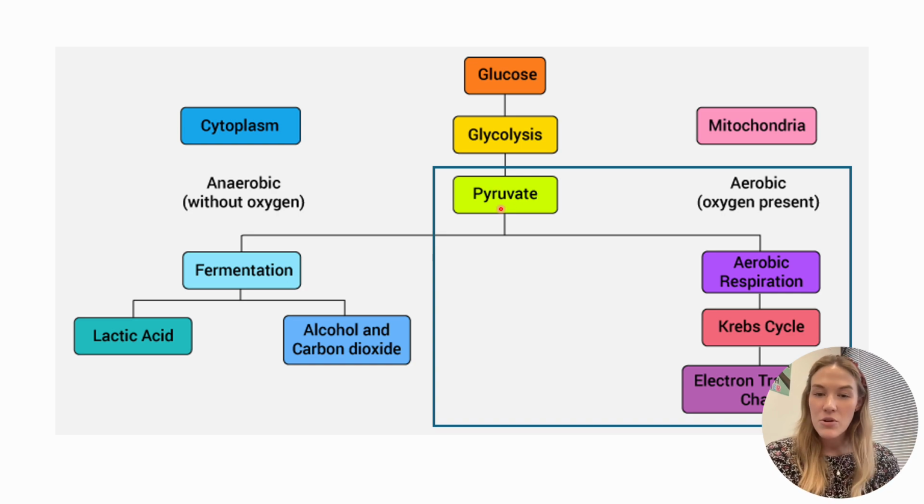Now, pyruvate can go 2 directions. If there's no oxygen, then it will go and do fermentation. I can't live a long time without oxygen, so this is a short-term solution. And the prioritized pathway, if there's oxygen, is the aerobic pathway. So this is what we're talking about. We're going to be starting with the linkage reaction and the Krebs cycle.